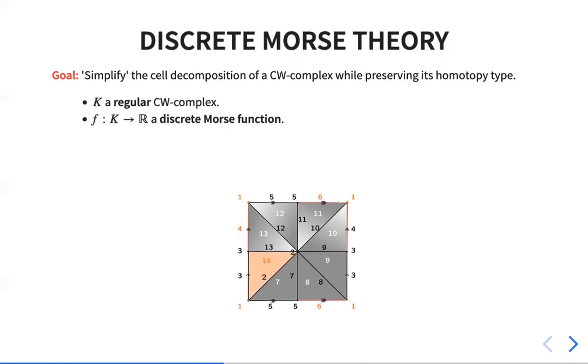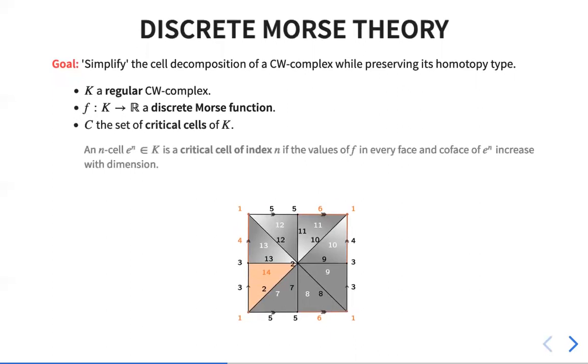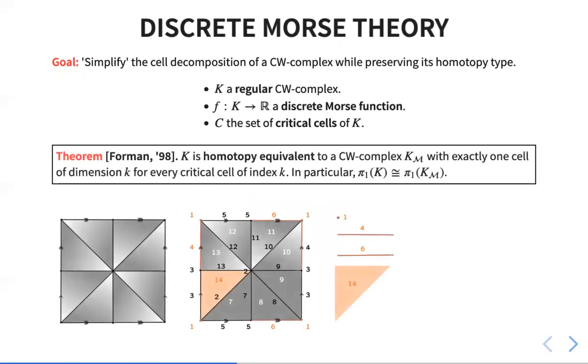And in the case in which you don't have exceptions, so when the value of F increases with dimension, these cells are the critical cells. Here you have in the picture the critical cells in orange. And the main theorem says that you have this decomposition, a new decomposition of a new complex. I call it the Morse complex, in terms of the critical cells.